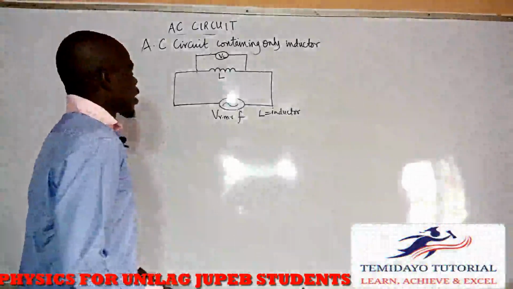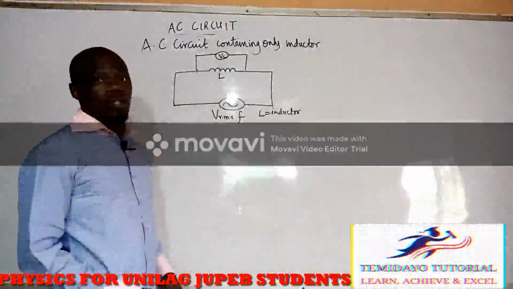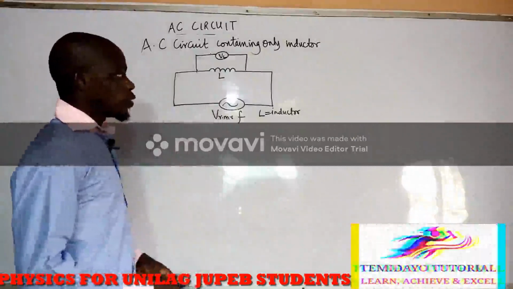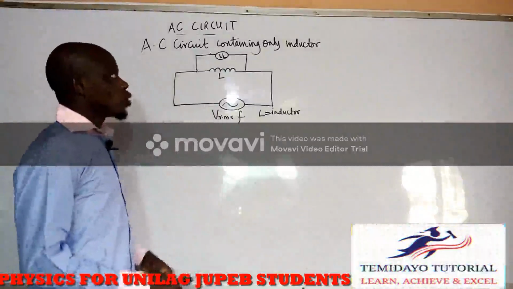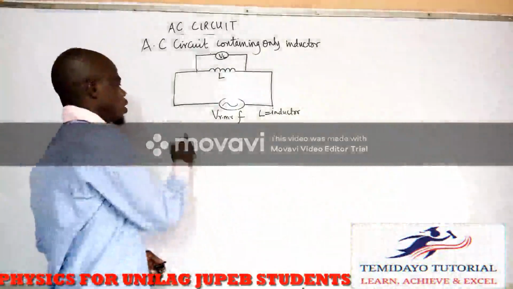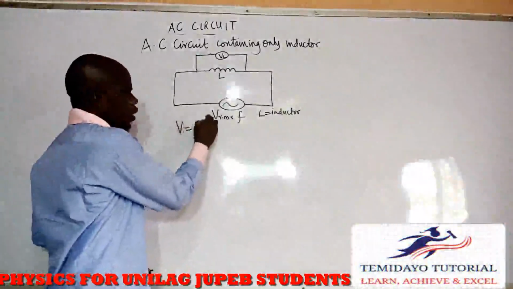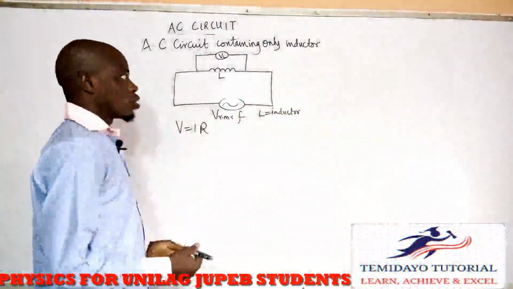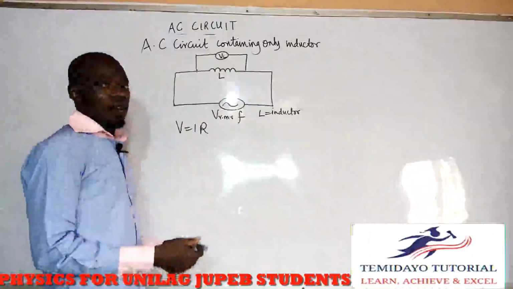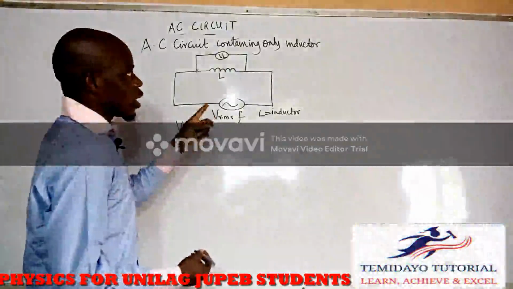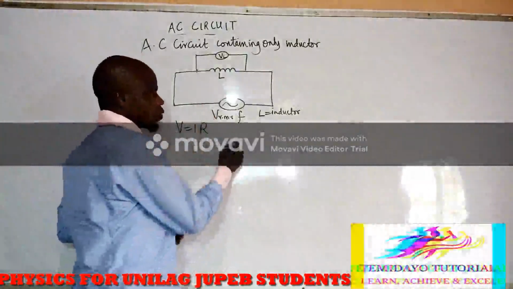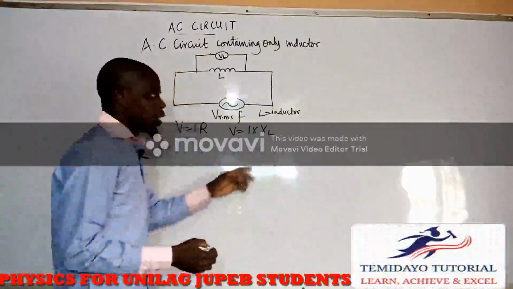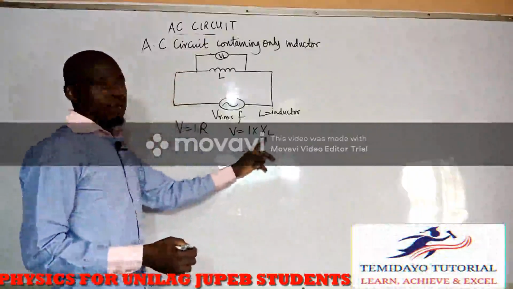Now this is an AC circuit containing only an inductor. In an AC circuit containing only an inductor, this is the circuit diagram that we have for it. And from Ohm's law, just like what we have established, we realize that V is equal to IR. We are still applying the same thing for an inductor. Now, the voltage across an inductor is given as V is equal to I multiplied by XL, whereby XL is the inductive reactance.